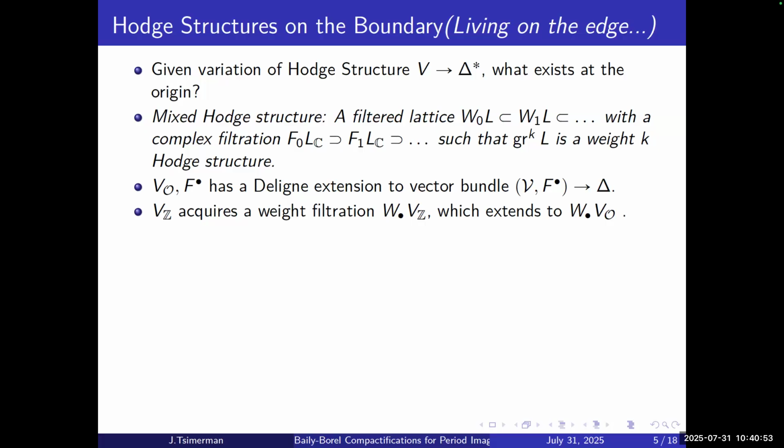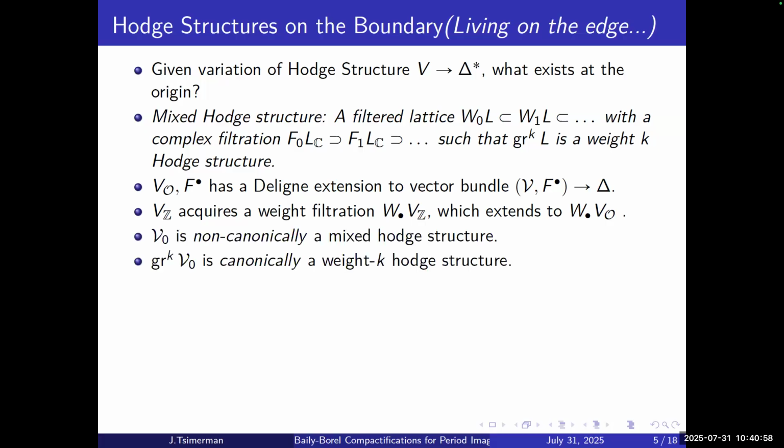So you can extend to the boundary with this vector bundle. The weight filtration extends as well. And if you look at what you actually get on the boundary, the fiber, you get a mixed Hodge structure, which is not quite canonical. We know how non-canonical it is. But regardless, the important thing for us is that if you look at the kth graded piece, you get canonically a weight k Hodge structure. So the important thing for us is that once you extend, you get a pure Hodge structure at the boundary: for finitely many k, a weight k Hodge structure that it degenerates to.